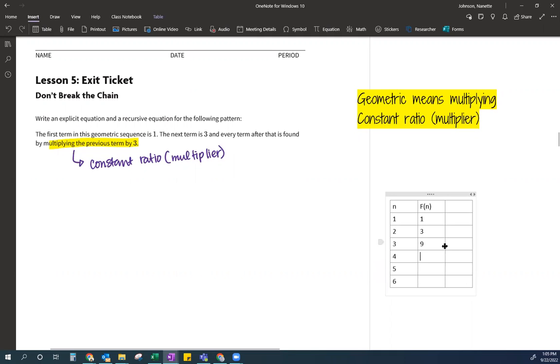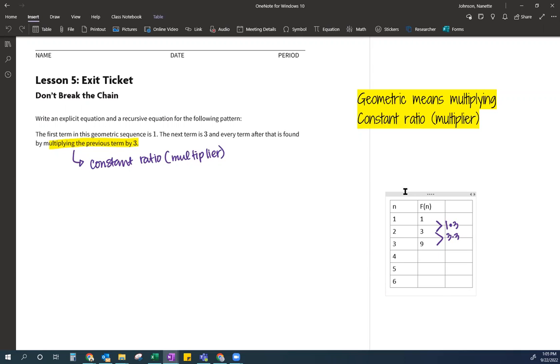Okay, so yes, it's 9. Miss Johnson, why is it 9? Well, it's 9 because 1 times 3 gave me my 3. Therefore, 3 times 3 gave me my 9. So all I'm doing is multiplying by 3 every single time. Okay, it's going to be a geometric sequence. And some of you are pretty fancy and you remember the structure of a geometric sequence. Good.